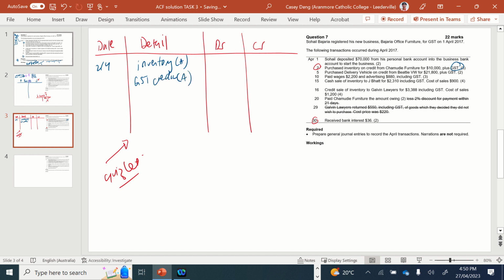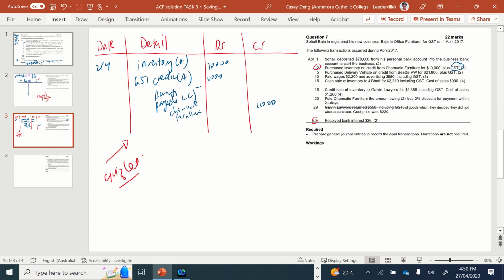GST credit, asset, and then my third account is, it's on credit, so I know it's either accounts payable or receivable. It's going to be payable because I have a liability. I owe Chamudi Furniture money. How much do I owe them? So I owe them $11,000 in total. Out of that, $1,000 is GST, which means that $10,000 is my inventory. Second transaction.